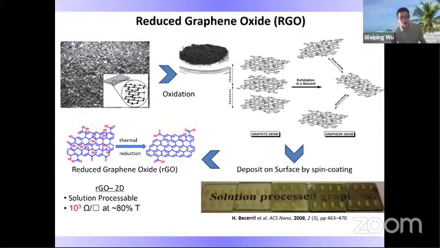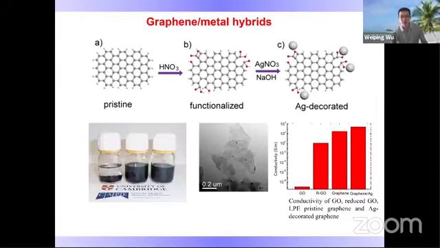Therefore, the literature reported using GO or RGO as a conductive layer for transparent conductors that has very high sheet resistance, around a kilo ohm per square, and poor transparency. So based on the graphene ink, I developed a new class of material by attaching metallic nanoparticles to the graphene flakes. It is so-called metallic decorated graphene.